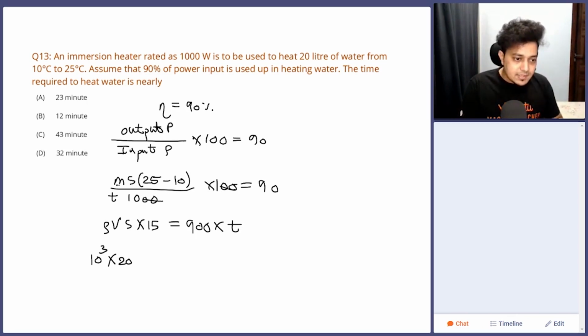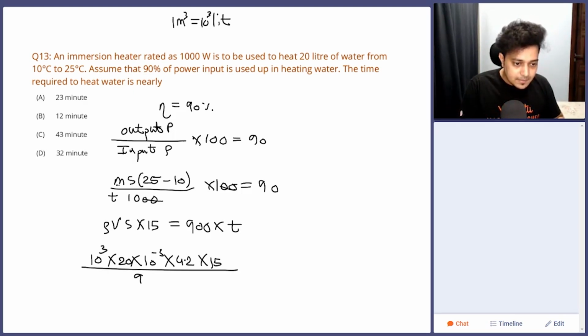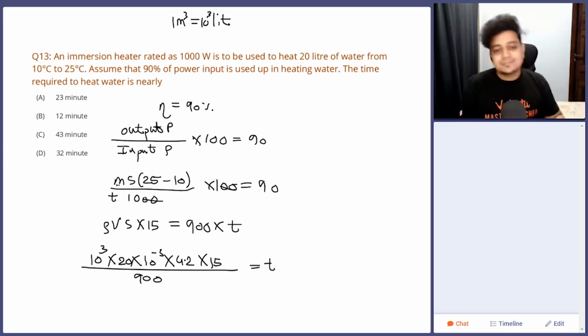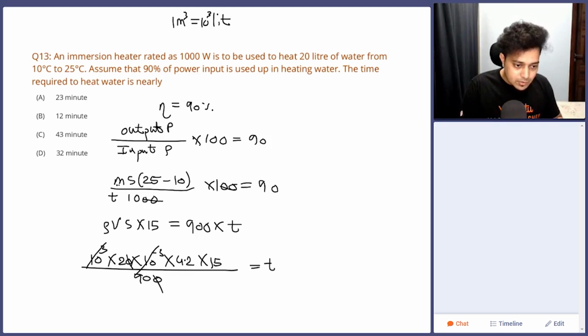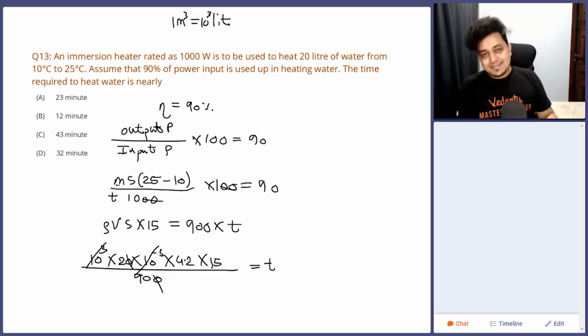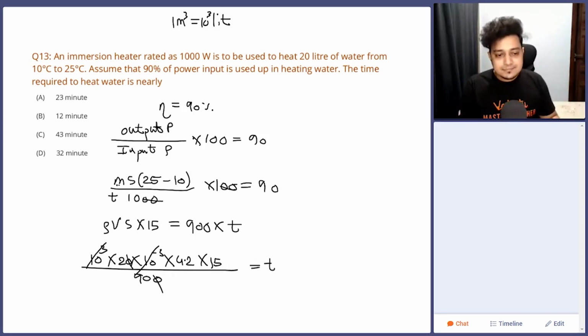Now mass is density into volume. Volume is 20 liter, and 1 meter cube is equal to 1000 liter. So 1 liter is 10 raised to minus 3 meter cube. Then the specific heat capacity of water, that is 4.2, and 15 divided by 900 is equal to T. So 10 raised to plus 3 minus 3 cancel, zeros cancel. Remember, this answer will be in seconds. We have to convert this into minutes, so divide by 60. That will give you the final answer.